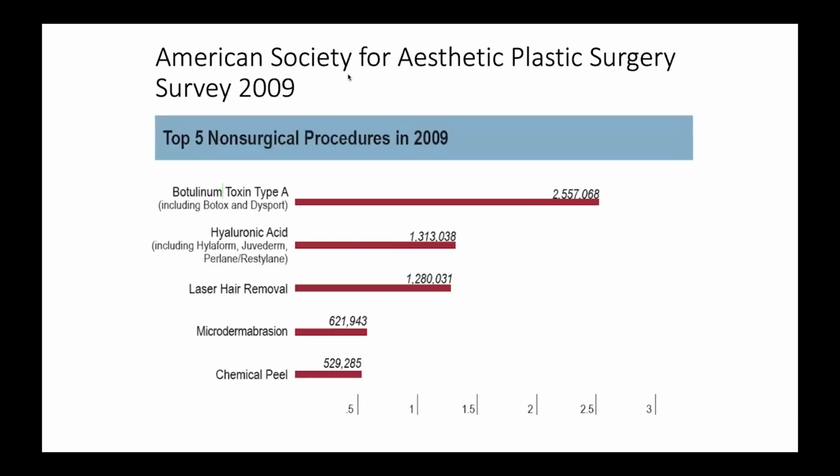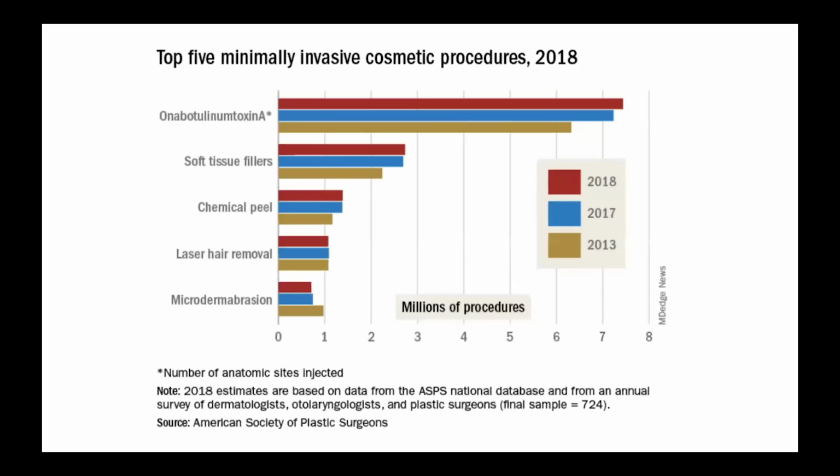So when I was doing my training, finished my fellowship in 2009, the top aesthetic procedures in 2009 were doing botulinum toxin A, doing filler, so hyaluronic acid, and then laser hair removal, microdermabrasion, chemical peels. So really, Botox and fillers were the number one and number two non-surgical procedures in that time.